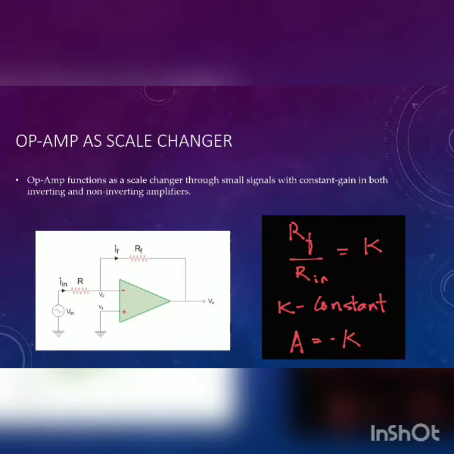The op-amp as a scale changer circuit is shown in the diagram. In a scale changer, we keep the ratio of the feedback impedance and input impedance. We select the values of feedback impedance and input impedance such that the ratio will give the value of K, which mandatorily needs to be a real number. That is, K always has to be a real number for an op-amp to act as a scale changer. Finally, the gain is given as A is equal to minus K.